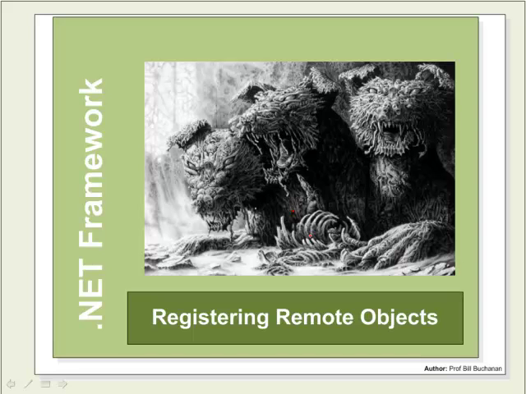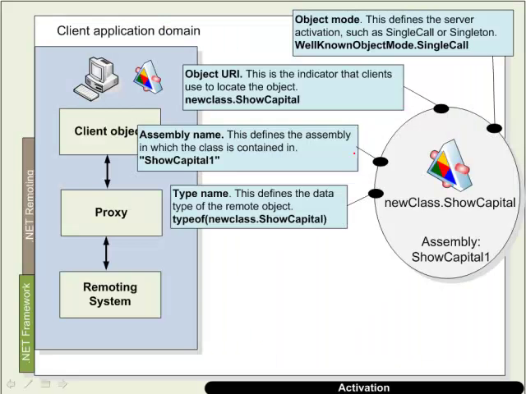So the next thing we must do is to register the remote object. The client needs to have some understanding of the interface to the remote object, so that the build is able to check all the accesses to the remote object to make sure that these are correct. So in this case, we have a remote assembly called showCapital1, and then inside that we have an assembly. We have a class name of new class, and then we have a method called showCapital.